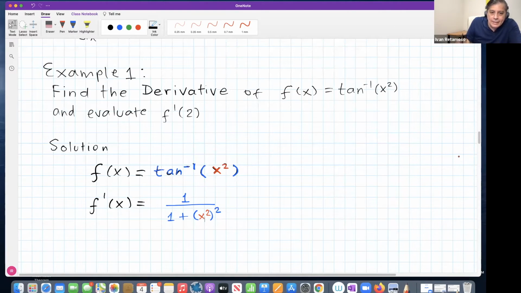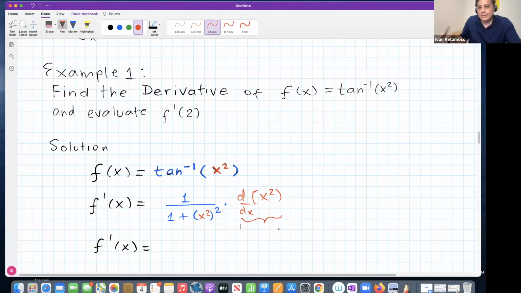All right, now continue doing the math here, simplify as much as you can. Don't forget that you have to multiply this by the derivative of the inside function, right? We're going to write it here like this, derivative with respect to x of this x squared. And by the way, what is this derivative? Anybody could tell us in the chat? Derivative of x squared.